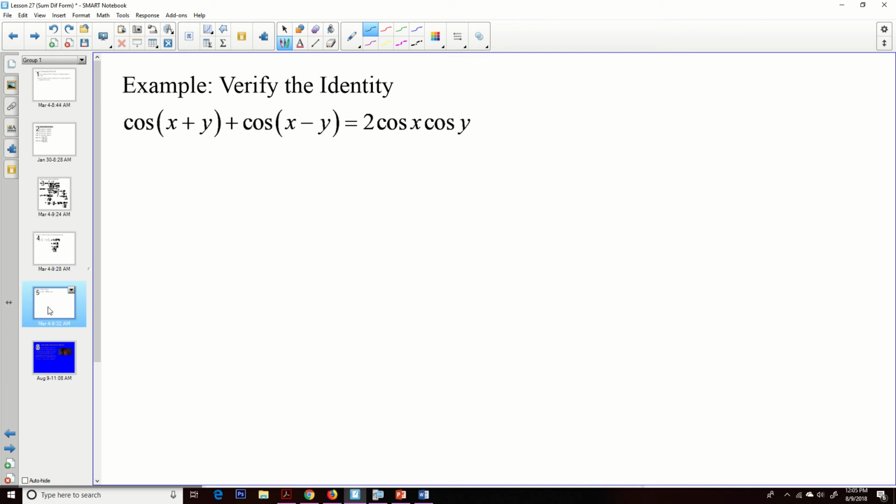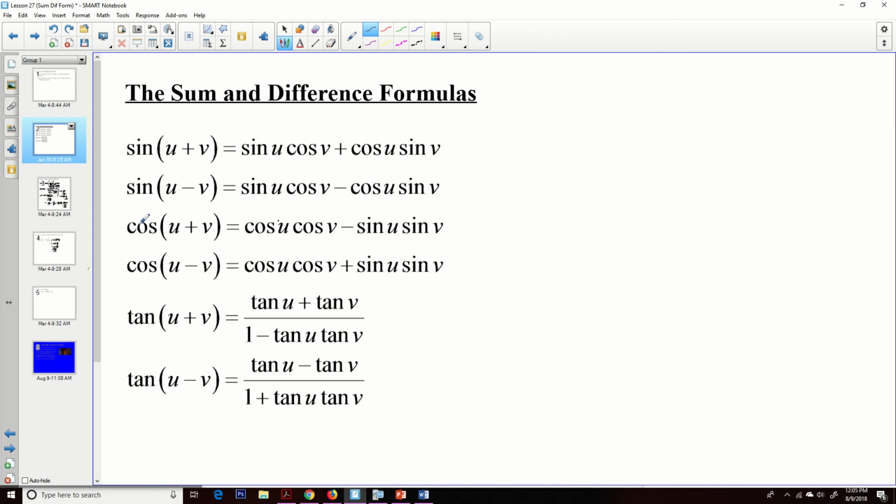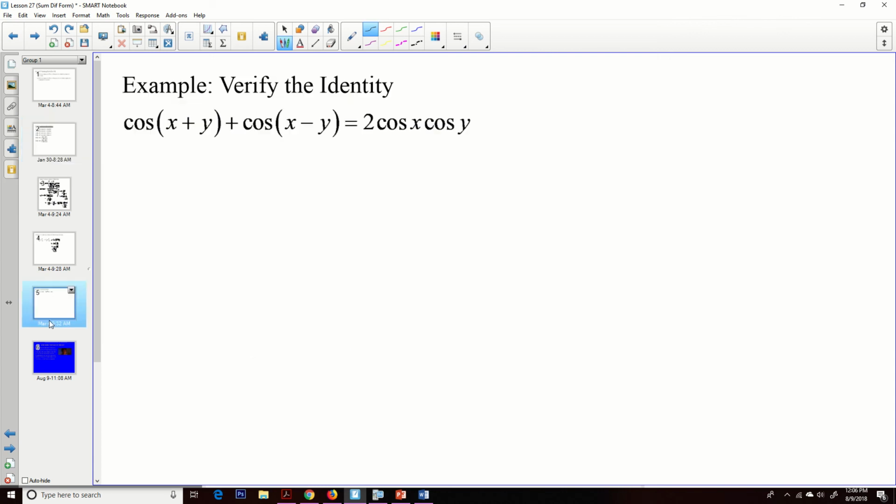All right, last example, verify the identity. Okay, we're verifying the identity. We've done this before, and so we have a more complex side over here. Here's our simpler side, so we're going to try and condense this so it just looks like that. And so I have a sum and a difference identity. So if we go back and look, our sum would be cosine u cosine v minus sine u sine v, and then our difference cosine u cosine v plus sine u sine v. So we're going to expand that way.